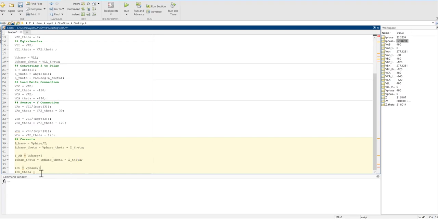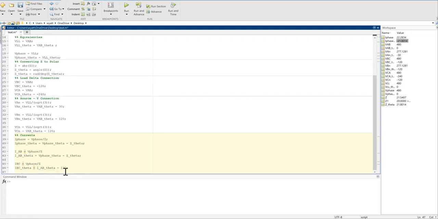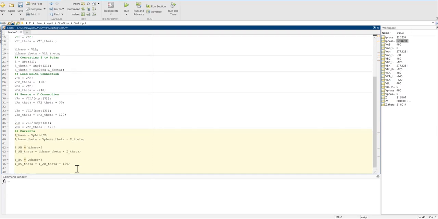So instead, we are going to take, it was not I phase, I meant to say IAB theta. So now what we're going to do is exactly the same thing here. We're going to copy this, and minus 120. From there, we will get our IBC and IBC theta.